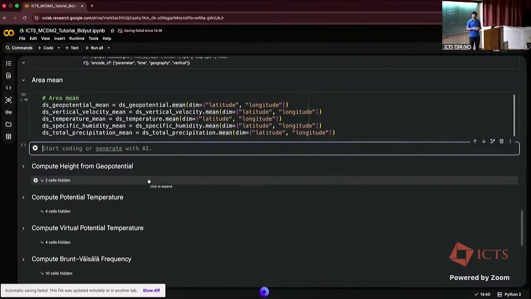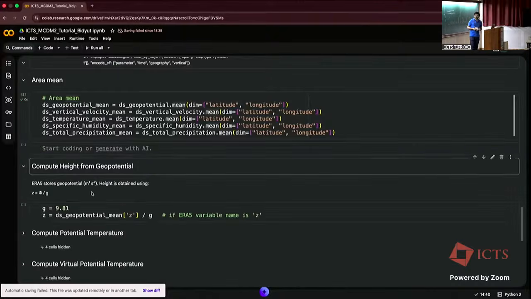The next part would be to compute height from the geopotential data that I have downloaded. I probably wouldn't need this immediately, but I have calculated it because maybe I will need it later as well.